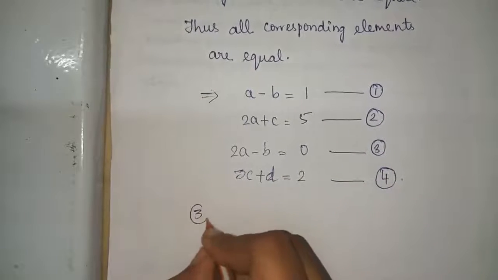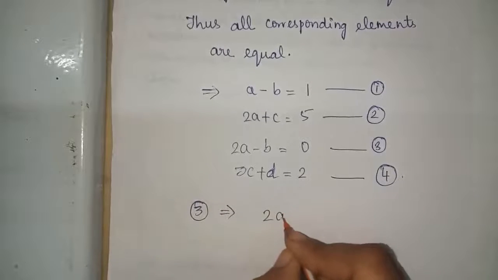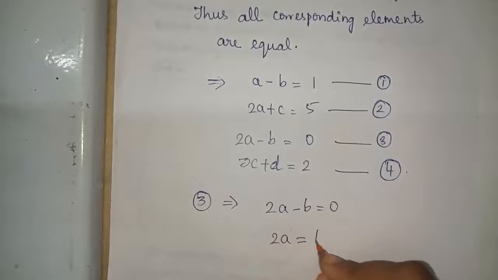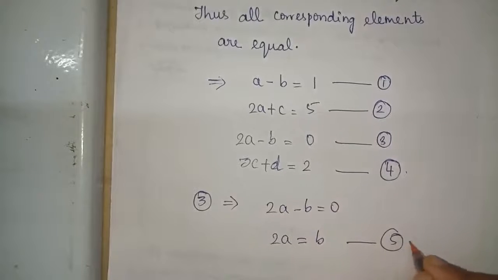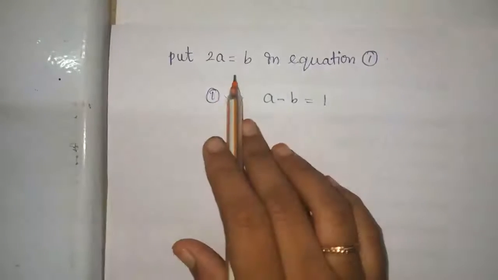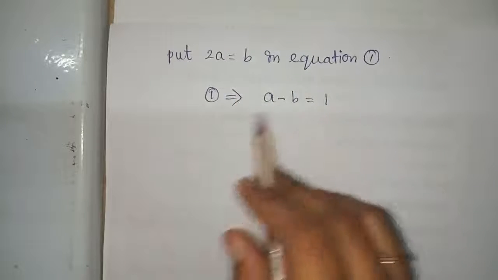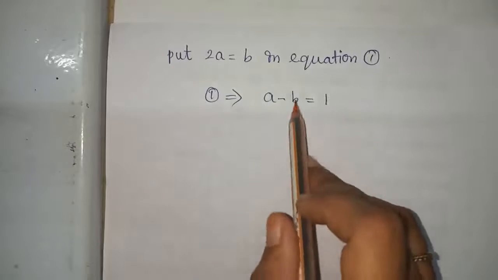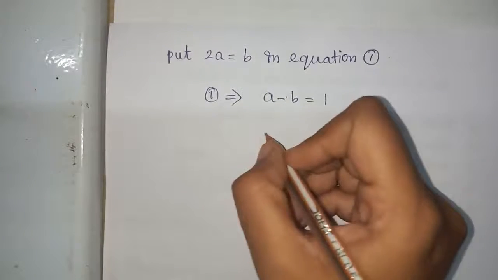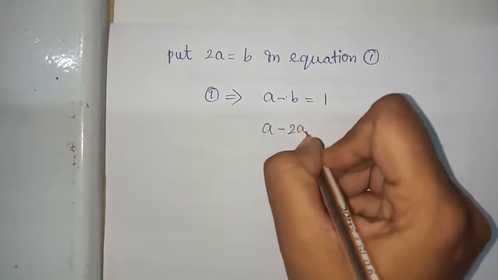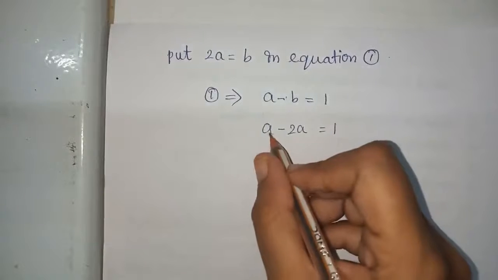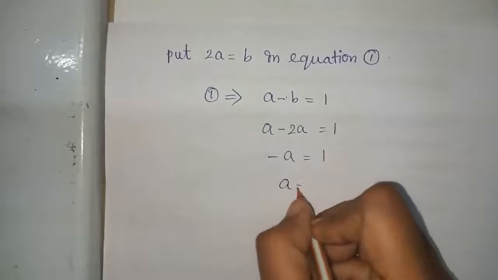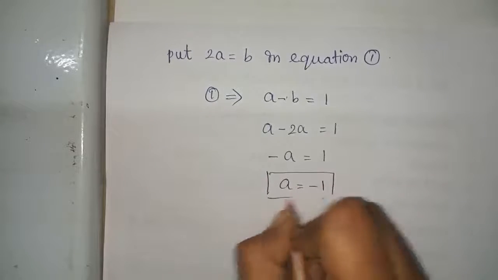Now we consider the third equation, 2a minus b is equal to 0. So 2a is equal to b. This is your fifth equation. Put 2a equal to b in equation 1. Equation 1 implies a minus b is equal to 1. So instead of b, we substitute 2a. a minus 2a is equal to 1. a minus 2a is minus a, equal to 1. Therefore, a is equal to minus 1.